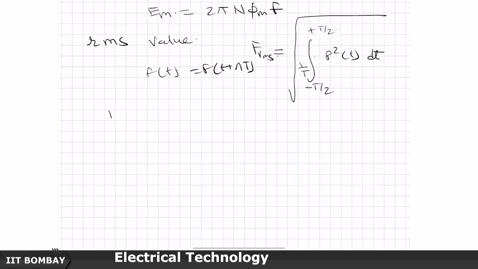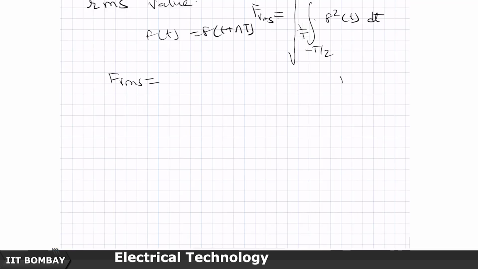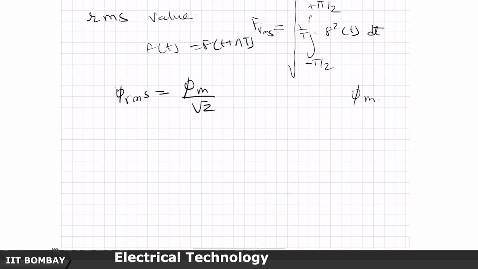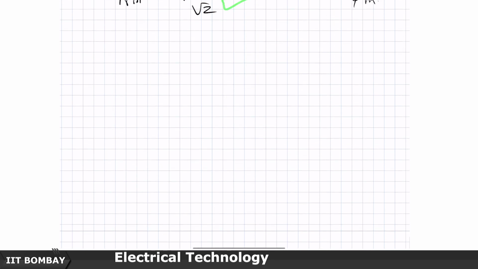And this F RMS for a sinusoid of value, say, Bm or phi m, for a value of phi m, the root mean square value is going to be phi m by root 2. Now, why this root 2 is important, I will just illustrate to you.